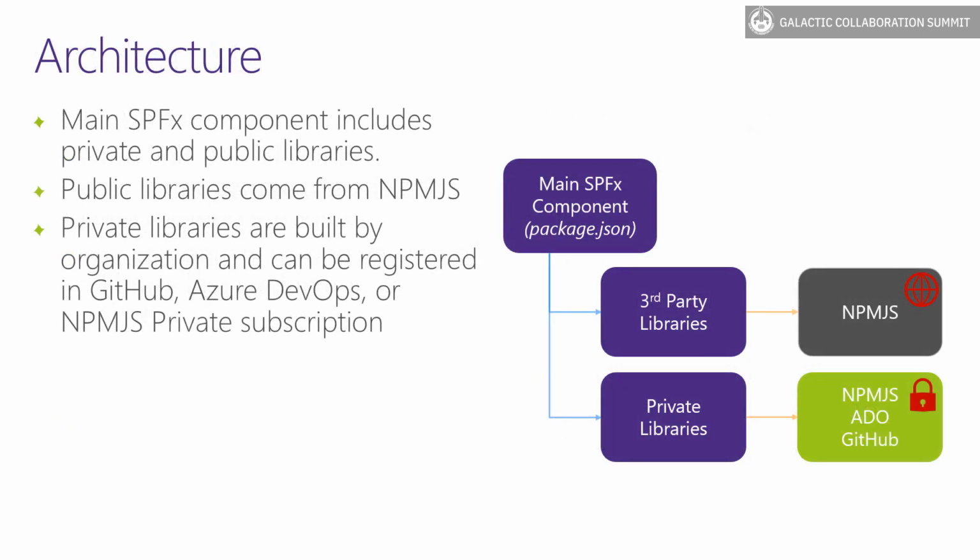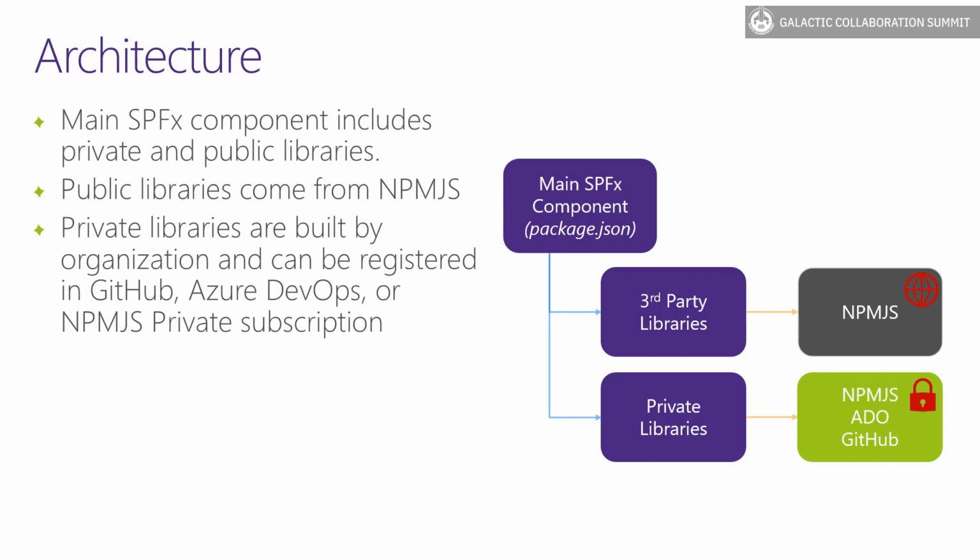Okay, so let's talk about the architecture of the solution. We're going to start with some main SharePoint Framework component. That could be a web part, or an app customizer, or any of the project types, other than libraries, that you want to start with. That main SharePoint Framework component ends up having a bunch of public libraries in it, and you can also include your own libraries.